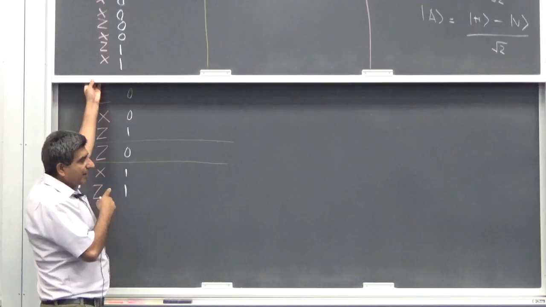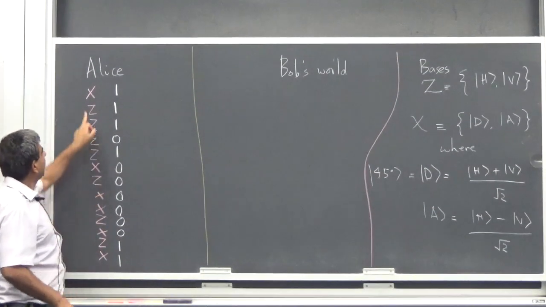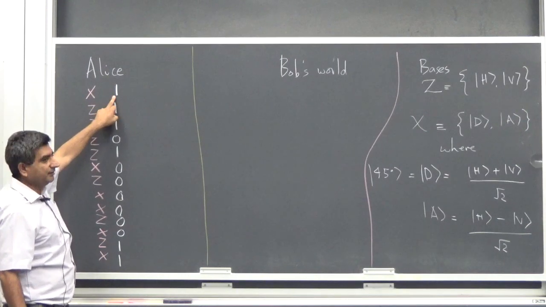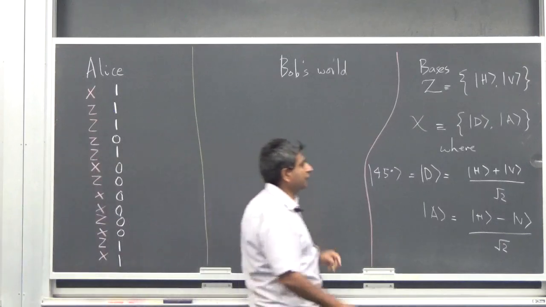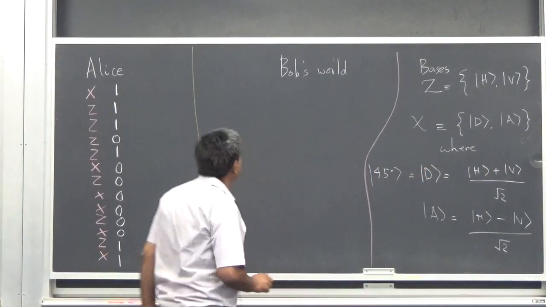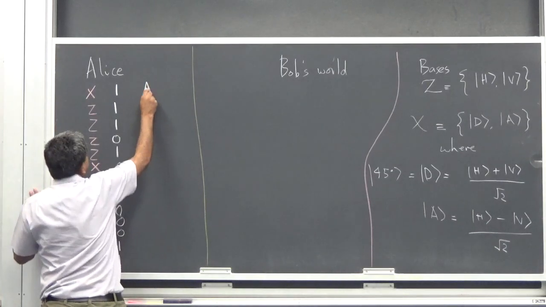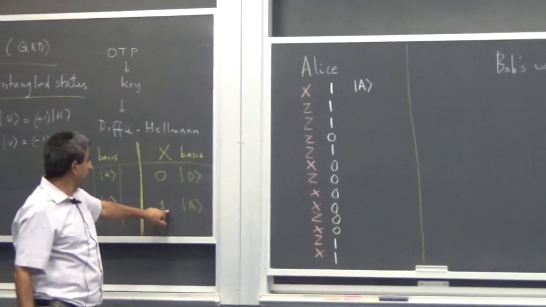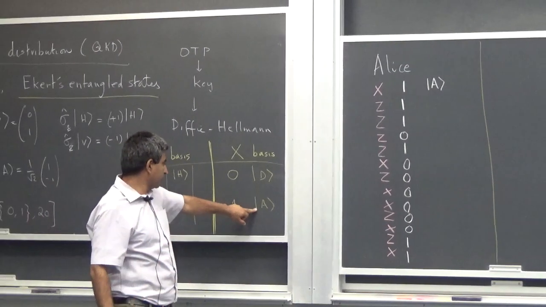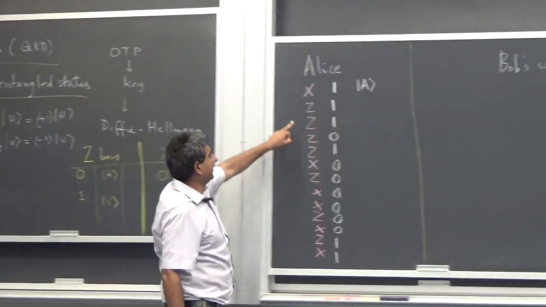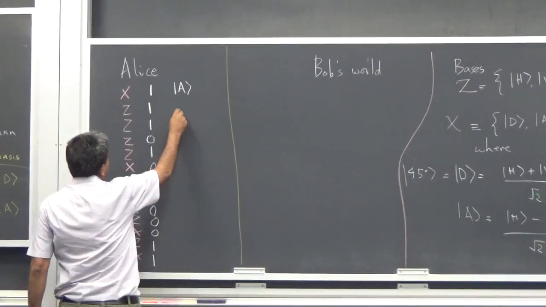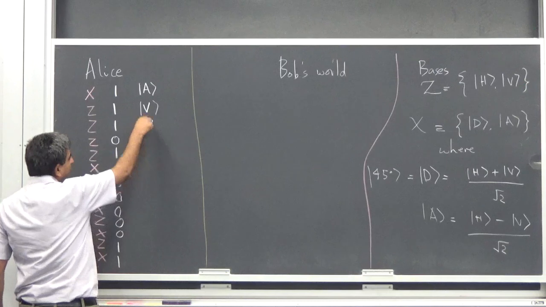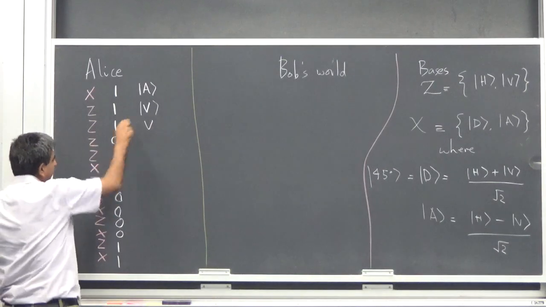Now let's look at what's going to happen in these time slots. Alice prepares in the x basis the state 1, which corresponds to cat A. Right? So she prepares a qubit in the state cat A. According to this rule, this algorithm, 1 corresponds to cat A in the x basis. In the z basis, cat 1 corresponds to V. So I'm not going to put the cats, it's understood that it's there.